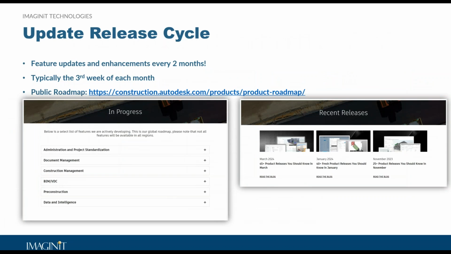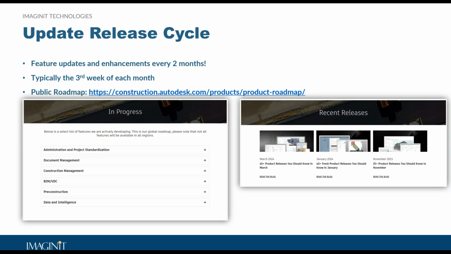One thing I do want to point out: unlike our desktop solutions where we have our big yearly releases, the Autodesk Construction Cloud has updates throughout each year. In that update schedule, we usually see new feature releases every 2 months, and typically those occur the third week of each of those months.